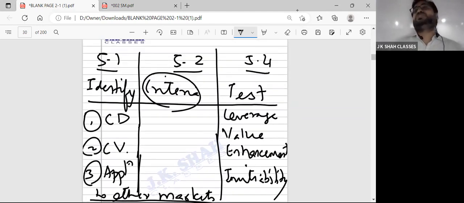What is the question? Your organization wants to see whether you have core competence or not. So how will we identify whether our organization is having core competence or not? How will we identify? 3 points. If all the 3 points are available, then we can see that our organization is having core competence. All the 3 points should be present.